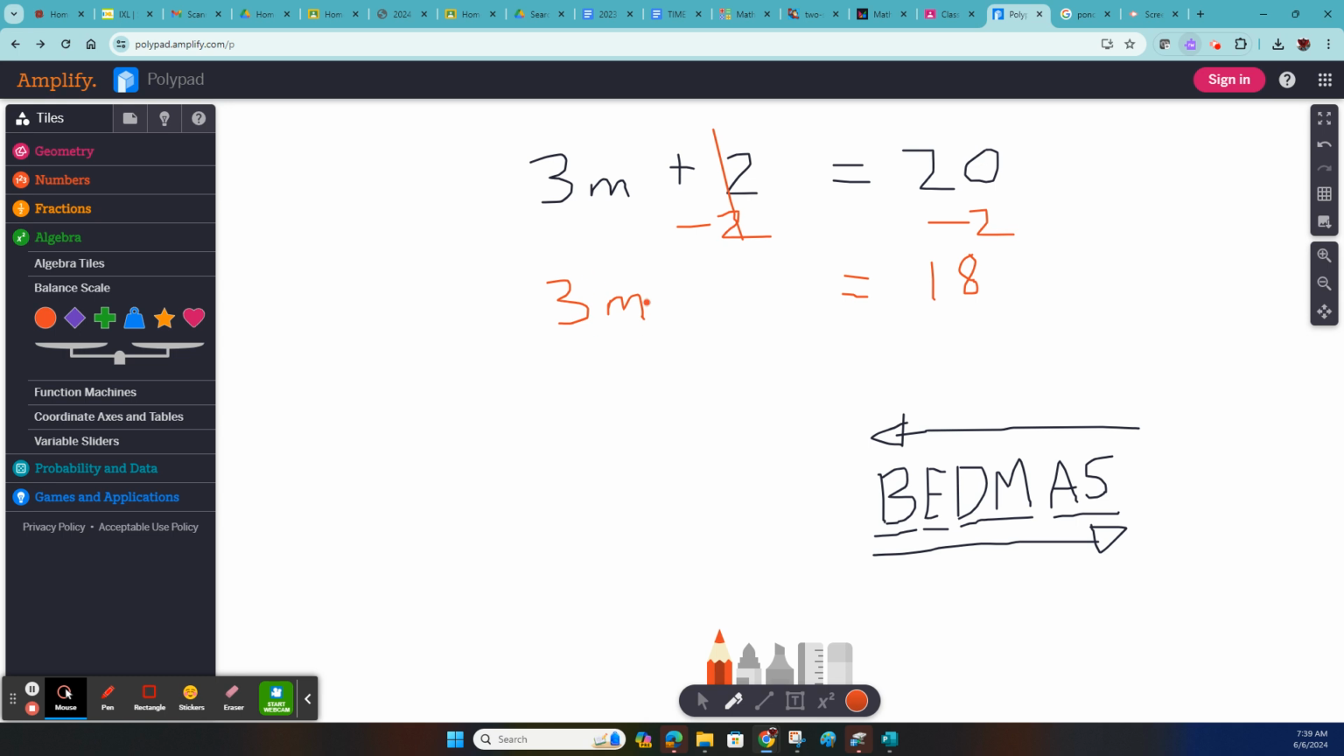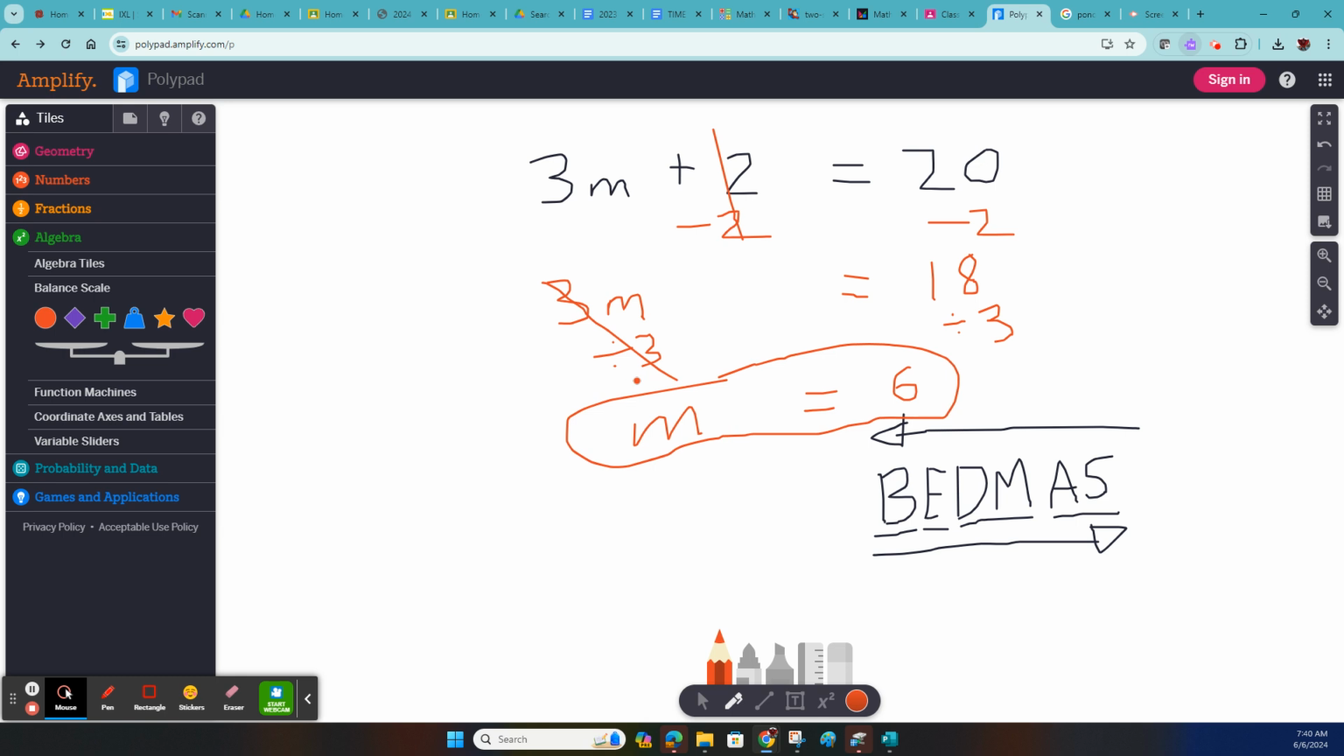So 3 times m, what's the inverse of timesing by 3? Yeah, the inverse is divide. We'll divide by 3. And I have to do whatever I do on the left-hand side on the right-hand side. So I'll divide by 3 over there as well. Times by 3 and divide by 3 cancel. M drops down. Equal sign drops down. 18 divided by 3 is 6. So m is equal to 6.